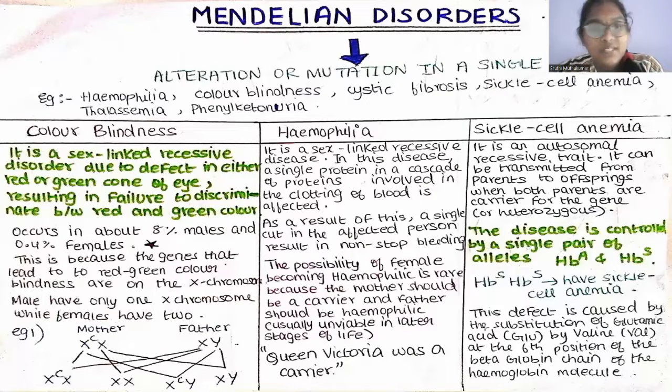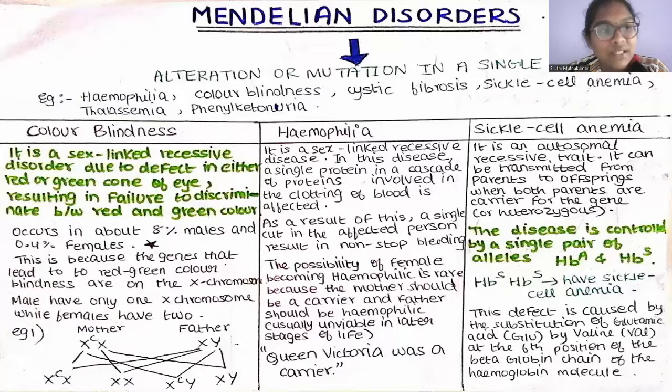Now you can see in this disease, a single protein in a cascade of proteins involved in the clotting of blood is affected. Only one single protein, which is part of a cascade of proteins in clotting, which is a clotting factor, is affected. And as a result of that, a single cut in the hemophilic person, in the affected person, leads to non-stop bleeding. So the possibility of a female becoming hemophilic, again, as we saw in color blindness, is a rare condition. It's even more rare than color blindness, because here the mother should be a carrier and the father should be hemophilic, who is usually unviable in the later stages of life.